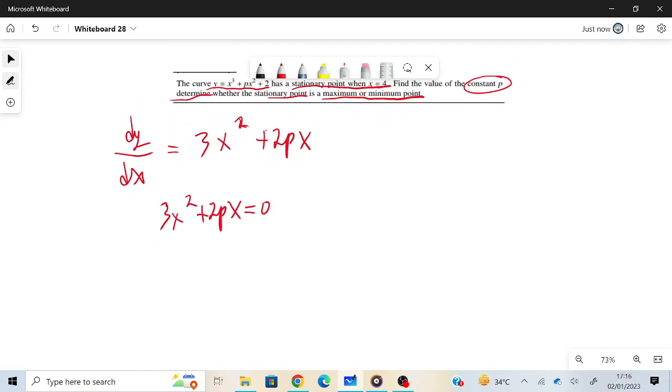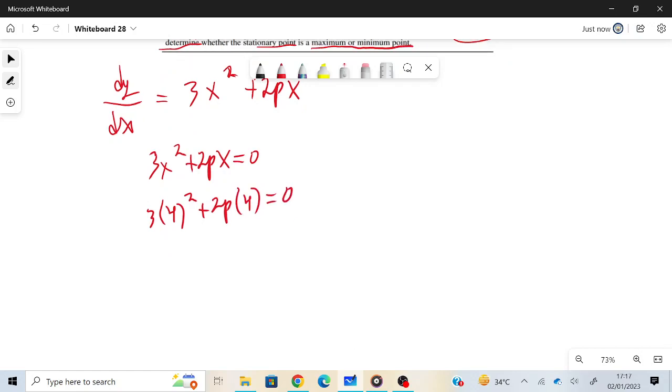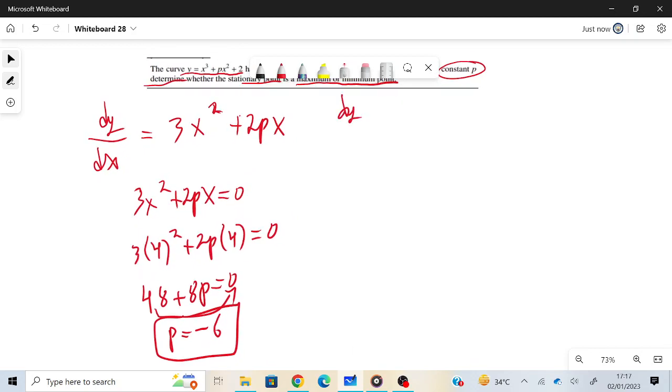So all you do is simply substitute x to be 4 in this equation. We would have 3 into 4 squared plus 2p into 4 equals 0. There should be 48 plus 8p equals 0. And solving for p, our p would be minus 6, because this would go to the other side, become minus 48, and divided by 8 would be minus 6. So our p is minus 6. If you rewrite our dy/dx now, it is 3x squared minus 12x, because 2 times minus 6 would give you minus 12.